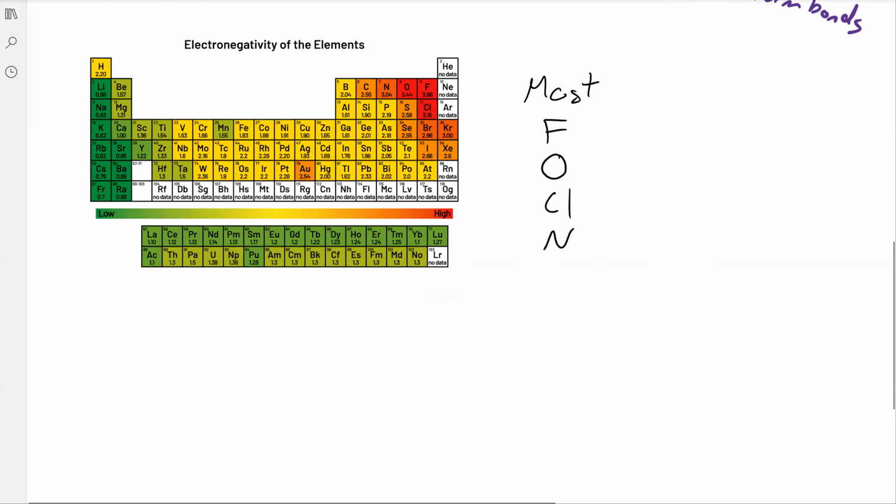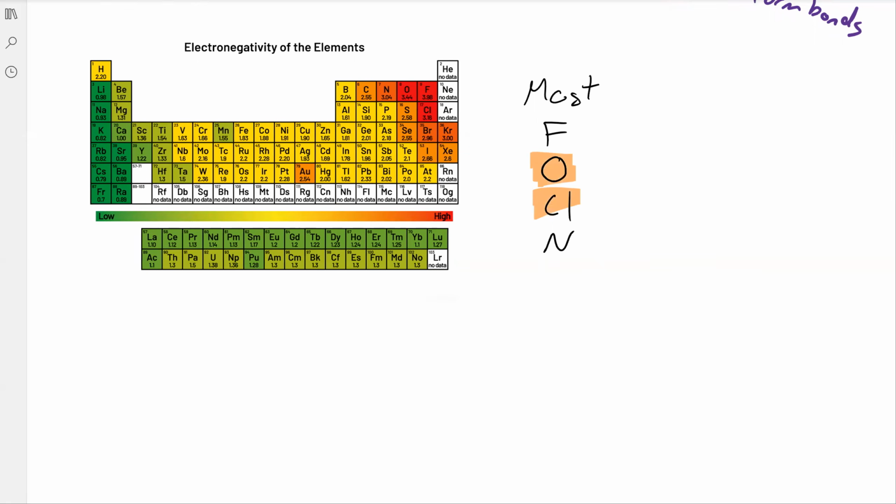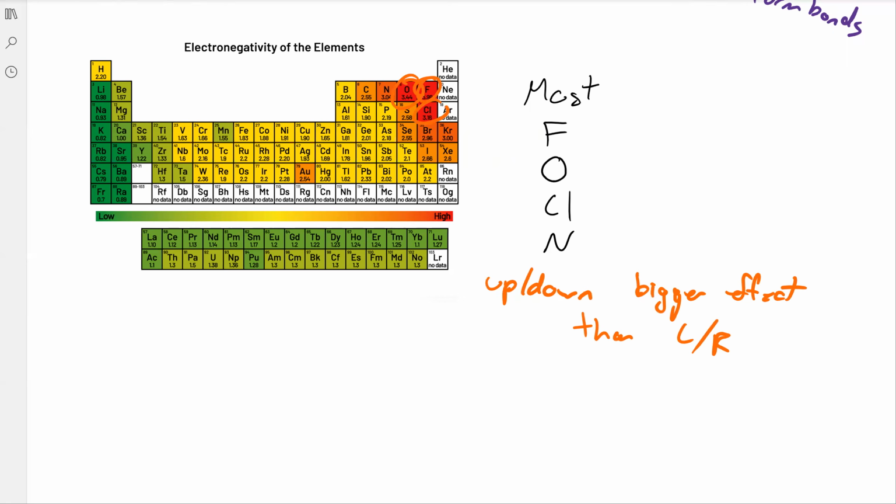So what you can see from that trend and the fact that oxygen is above chlorine, right? It's more electronegative than chlorine, is the same trend that we learned about the other ones. And that's that going up or down through a group causes a bigger effect than going left to right within a period, right? So even though both oxygen and chlorine are one step away from fluorine, since oxygen is in the same period, it is closer in electronegativity than the chlorine.